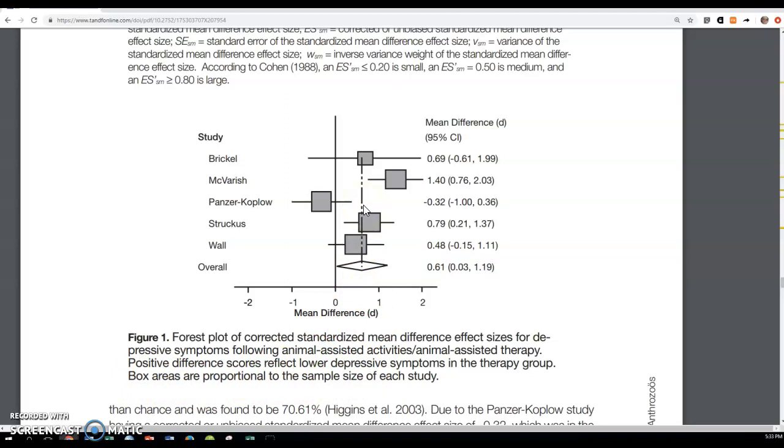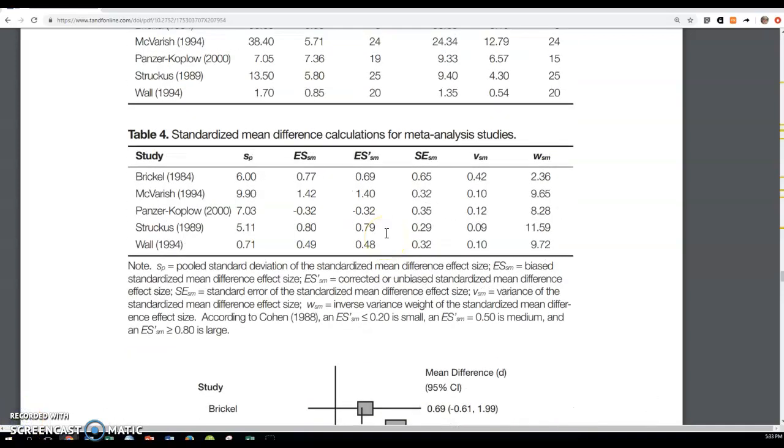And that's really important because a study that was done on a much larger sample, assuming that the methodology was the same as one done on a smaller sample, you really want to weight that larger sample quite a bit more. You don't want to give equal weight to each of these. And that's exactly what they did here.